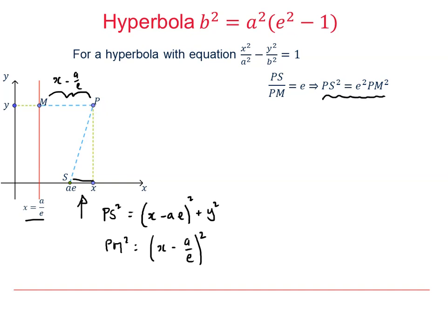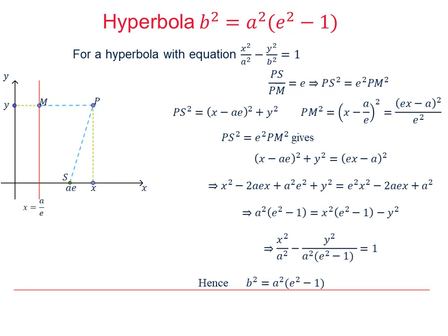On the next slide, in fact, I do that. These are the expressions we've just got. Notice that in PM squared, we can take out e squared as a factor on the denominator, leaving the expression (ex minus a) all squared over e squared. So when we have e squared PM squared on the next line, the e squareds cancel out, leaving us with this equation.